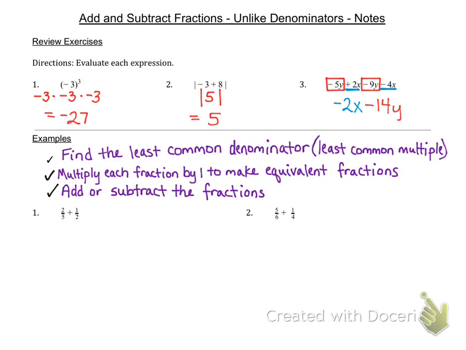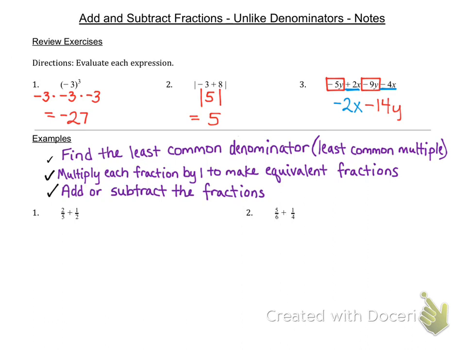Now let's look at adding and subtracting fractions with unlike denominators. So your first step is going to be to find the least common denominator, which is the same thing as finding the least common multiple. Second, you're going to multiply each fraction by 1 to make equivalent fractions. And then the third step is then to add or subtract the fractions.